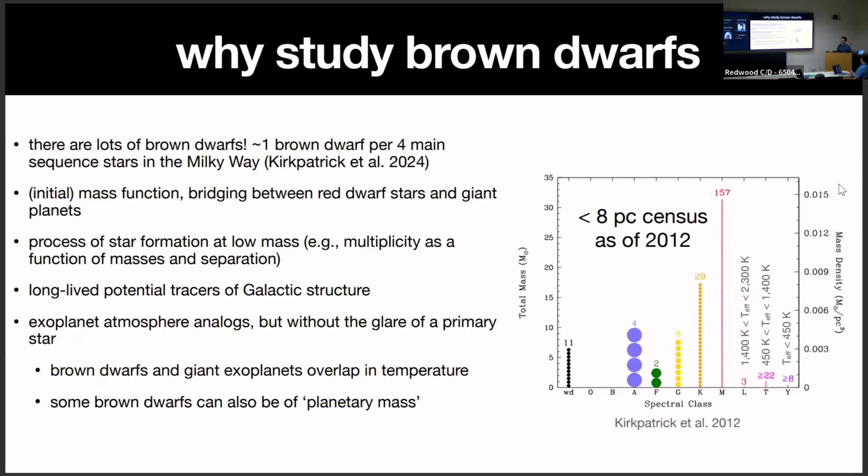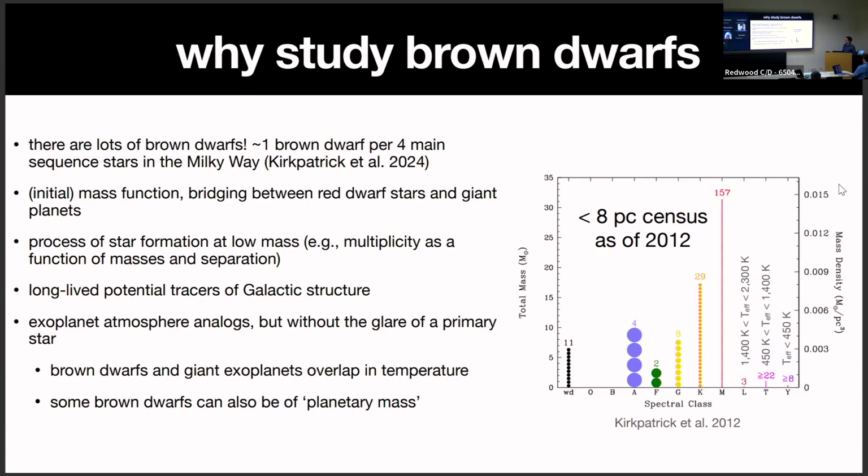There's the question of the initial mass function. So you can use these objects to bridge between the smallest red dwarf stars and giant planets, like we see around stars other than our own. It also tells us about the process of star formation at low mass, for example, multiplicity, and also if you have multiple star systems in this low mass regime as a function of, say, mass and separation, how commonly do they form?